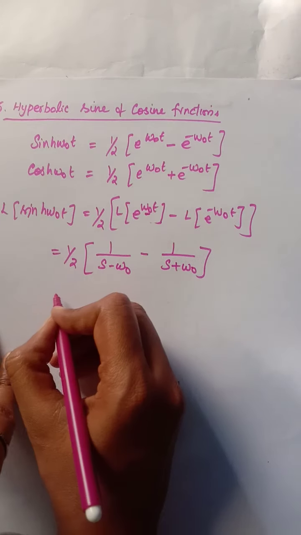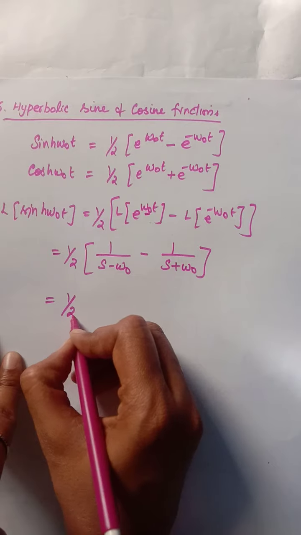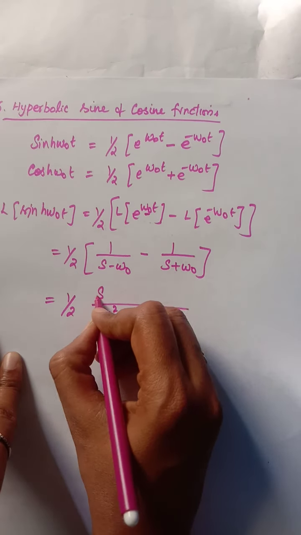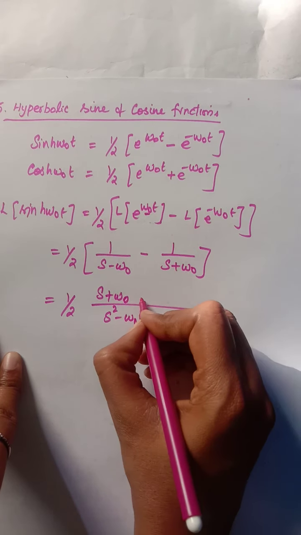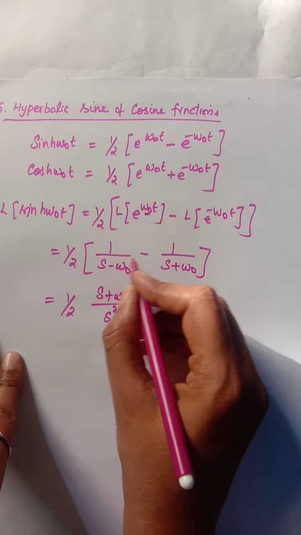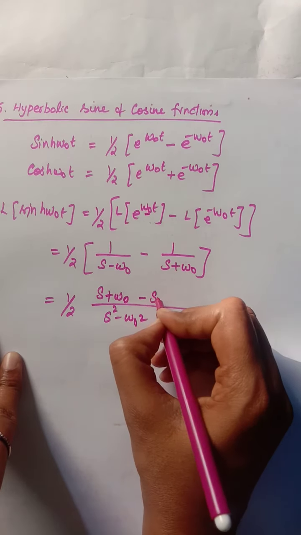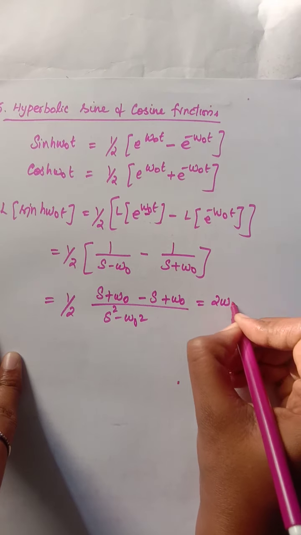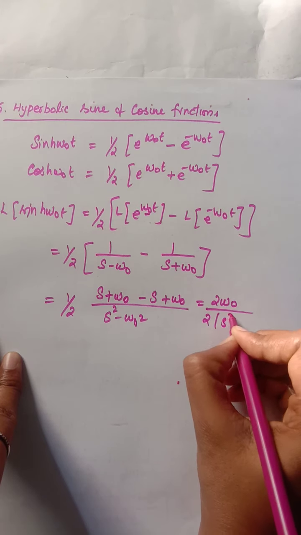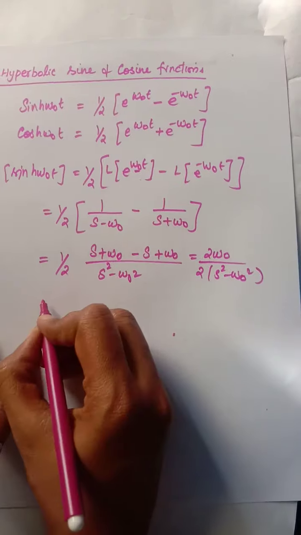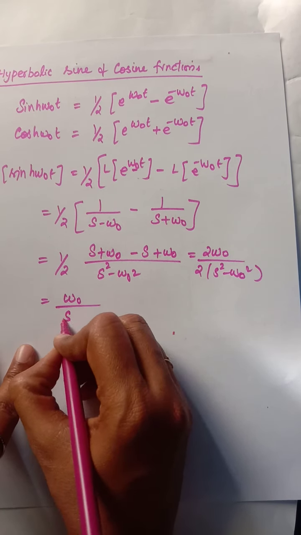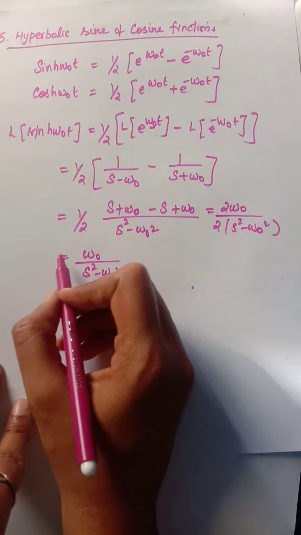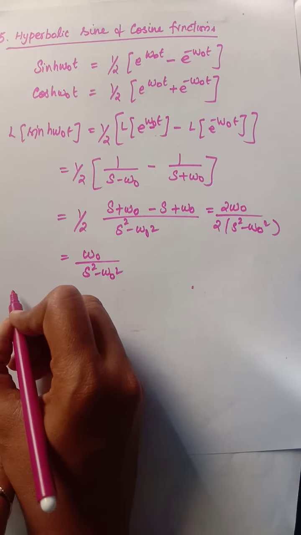Now when I simplify, this is a minus b, a plus b, so a square minus b square. When you take LCM, it becomes s plus omega naught minus the already present s minus omega naught, so minus s plus omega naught. Which is equal to 2 omega naught by 2 into s square minus omega naught square, which is equal to omega naught by s square minus omega naught square. So this is the Laplace transform of hyperbolic sine.